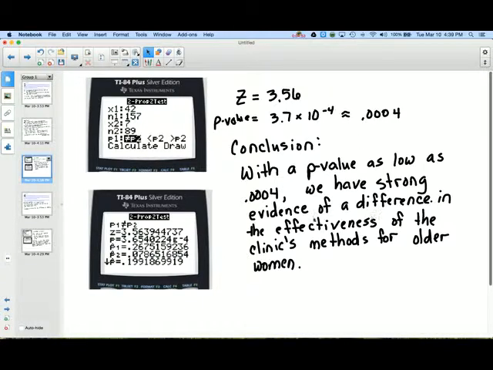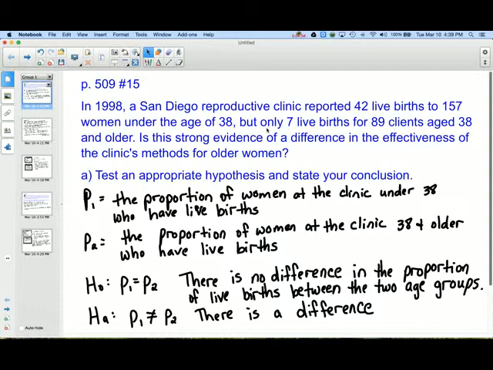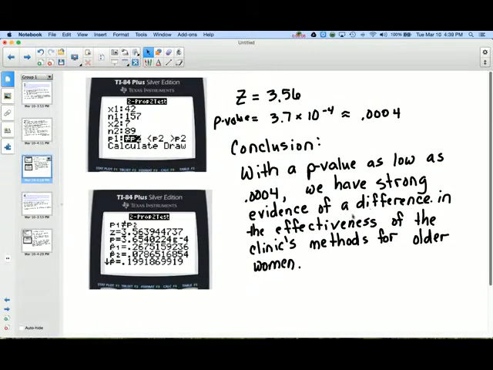Now, when I wrote this, if you look back at the question, it said, is this strong evidence of a difference in the effectiveness of the clinic's methods for older women? And look at my conclusion. We have strong evidence of a difference in the effectiveness of the clinic's methods for older women. I used the same wording right from the question. Do that, because then you know you've answered the right question. So that works for your conclusion.